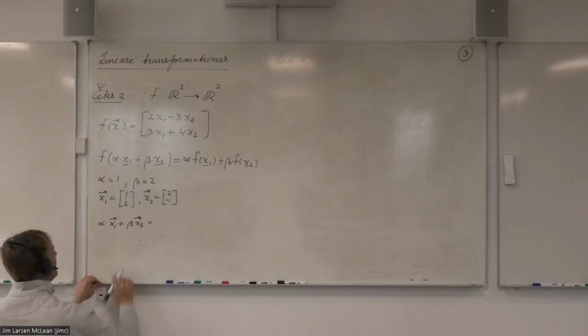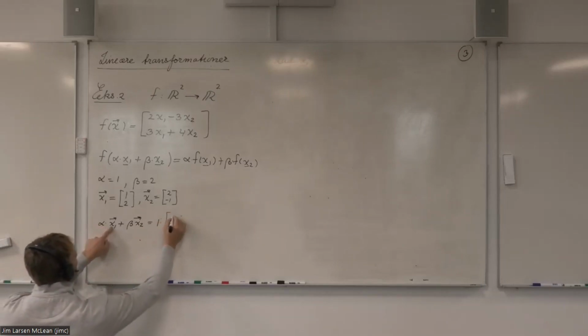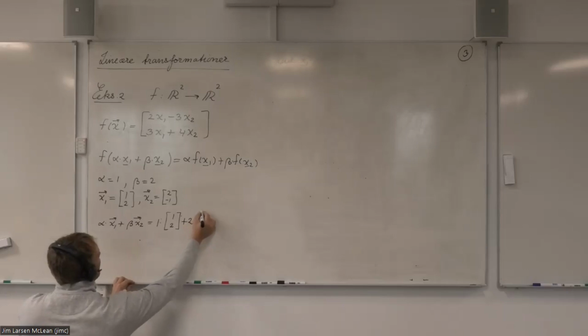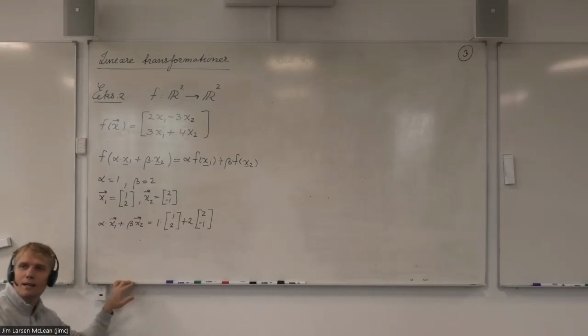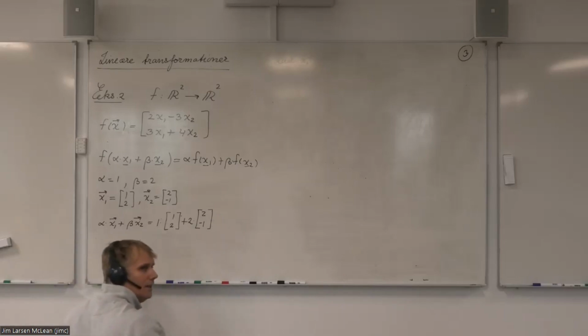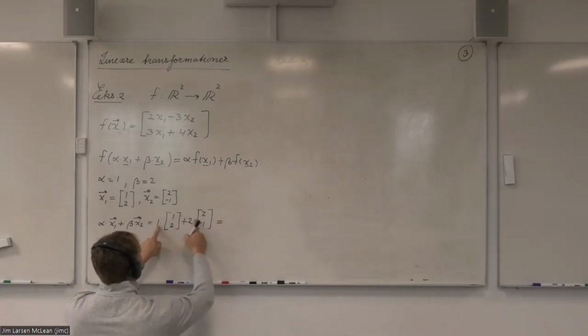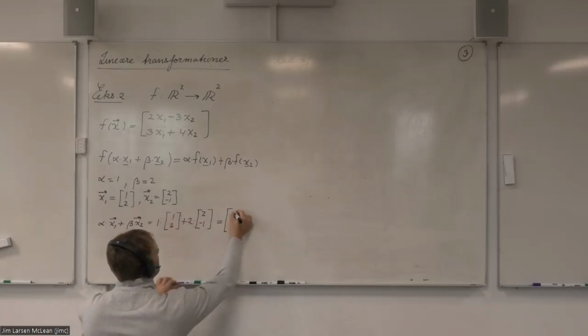What does it give? Well, alpha was 1 and the x1 vector is 1 over 2, plus beta, which is 2, times the vector 2 over negative 1. Now you can see that what I'm saying is true. All that's left is to multiply and add. It gives this times that plus this times that. Then I have the first coordinate. So that's 1 plus 4. That is 5.